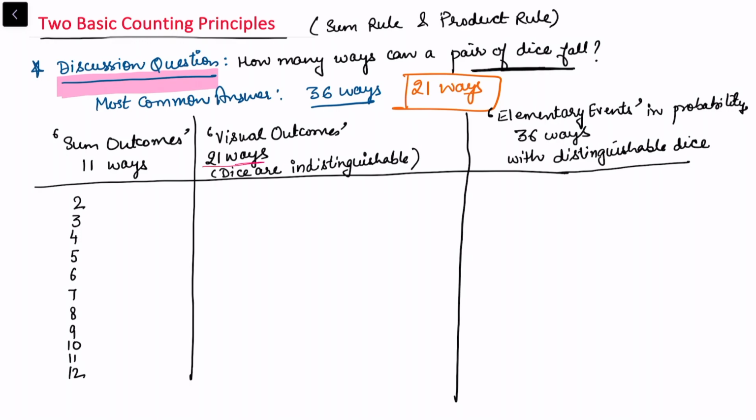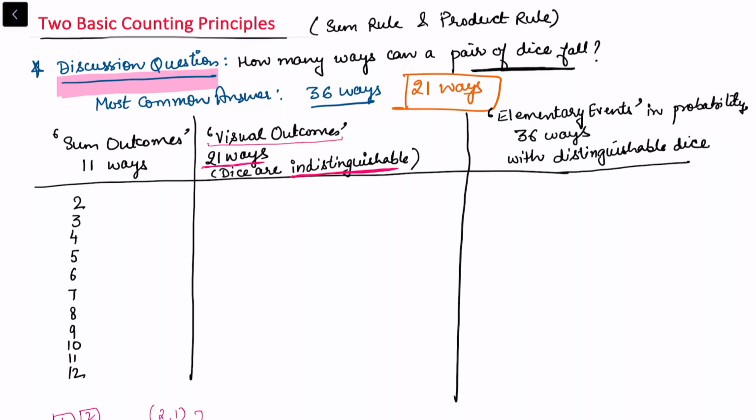One is where I am considering 21 ways, and here I have considered the dice indistinguishable. When I consider that the dice are indistinguishable, that means we are only looking at the two dice and their visual outcome, what we see as an outcome. Whenever two dice fall and on one die you got 1 and on another die you got 2, you will consider that the visual outcome is 2, 1 or 1, 2. This will not be considered as a separate pair.